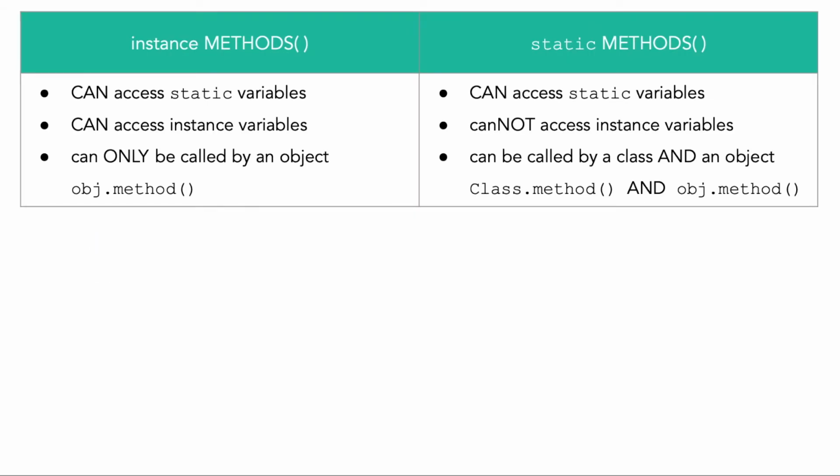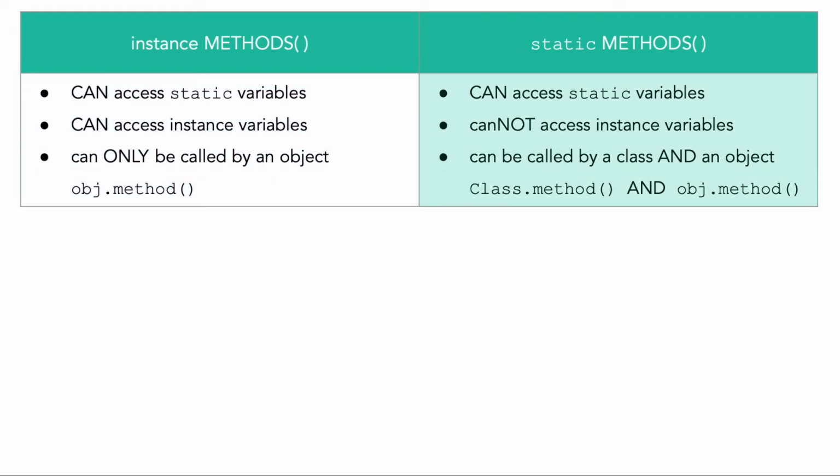This table might help summarize the differences between instance methods that we've been declaring and calling prior to this topic and static methods. Instance methods can access static variables. They can also access their instance variables and can only be called by an object.